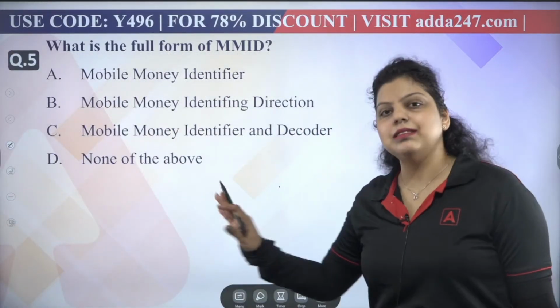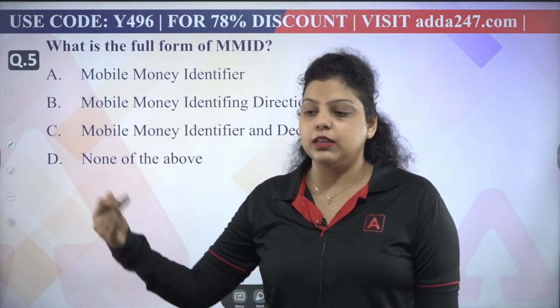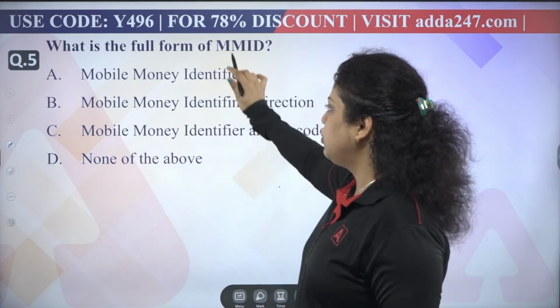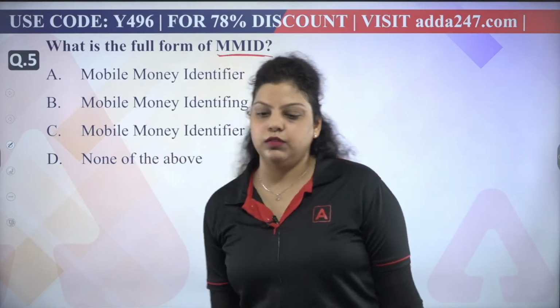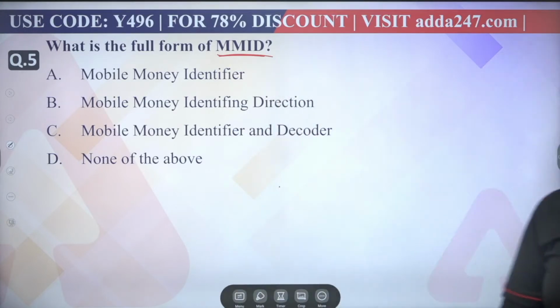So do make sure these are static points which you do not have to change every time. It is not going to change. So what you have to do is remember all the abbreviations so that you will be able to score 1 or 2 marks definitely. Which of the following is the full form of MMID?